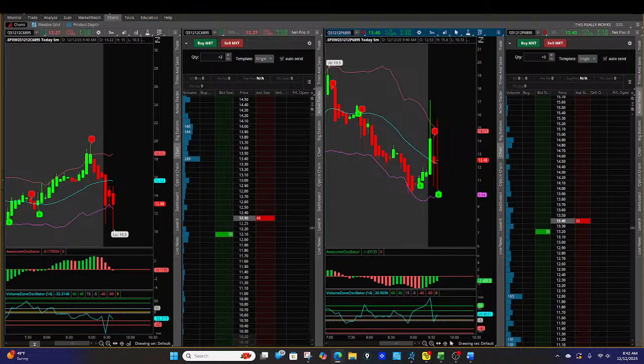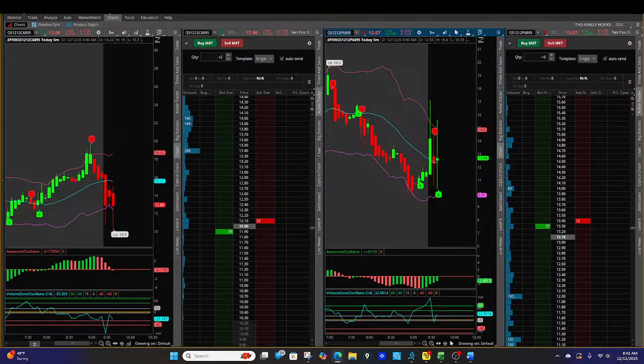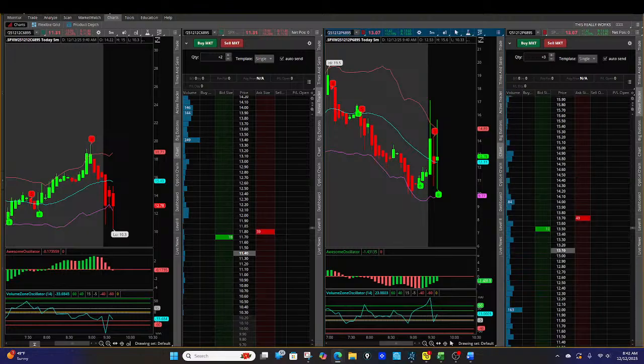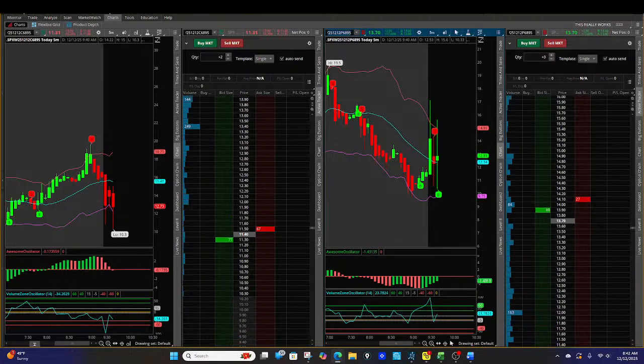Okay, the green candle with the buy signal, it's going back and forth between green and red. That just means the bulls and bears haven't quite figured out what to do yet. But I would not trade on that candle. It's just not a good solid green candle. It's more like a spinning top right now.